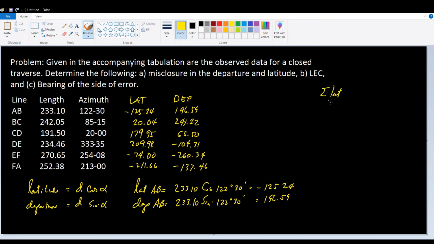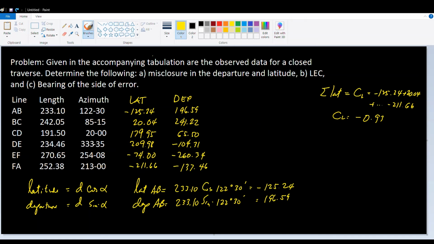So what we do next is we simply sum up all the latitudes, which gives us CL. So we have to add negative 125.24 plus 20.04 plus that until negative 211.66, and CL must equal negative 0.93. So it is net negative. So we will find our terminal point down below point A. If this is our initial station A, it ends at a point lower than A, somewhere here, because it is net negative for the latitude.